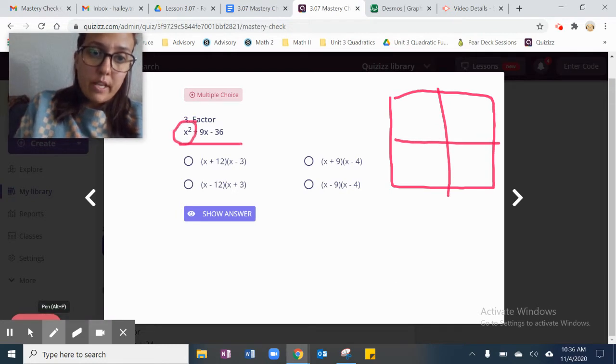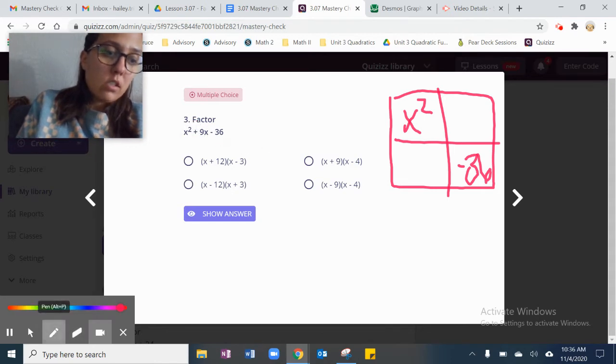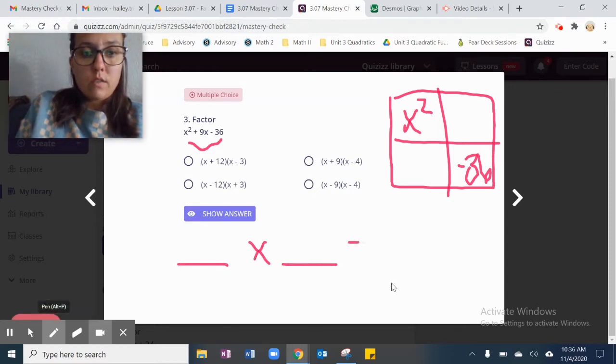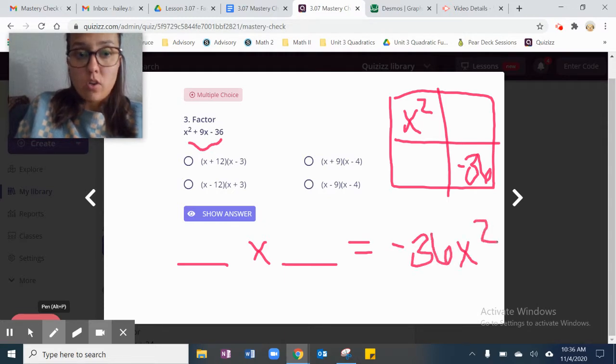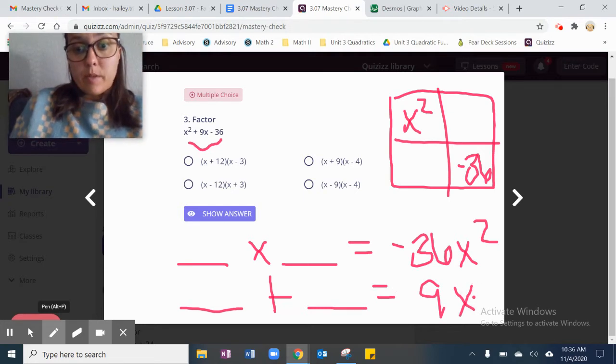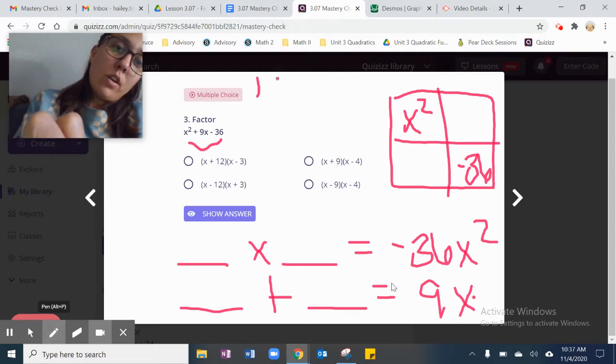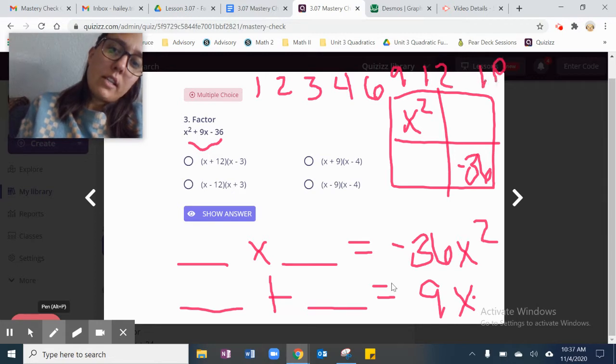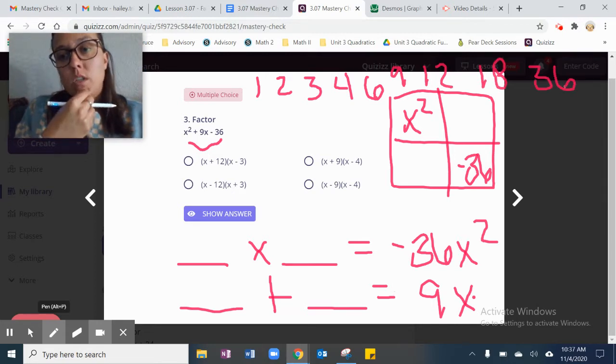So again, always put the ax squared term here, negative 36 here. And we want to figure out what multiplies to the product of those two, which is negative 36x squared, but adds to 9x. So we have negative 36, but a positive 9. So the factors of 36 are 1, 2, 3, 4, 6, 9, 12, 18, and 36. So we want to figure out which of those two could subtract to give us a 9.